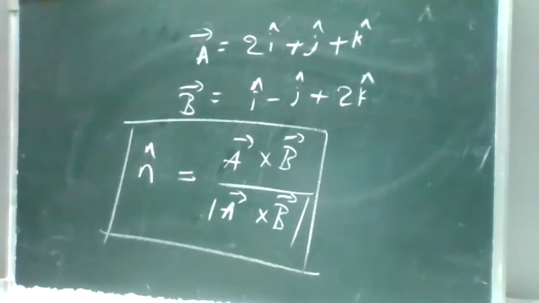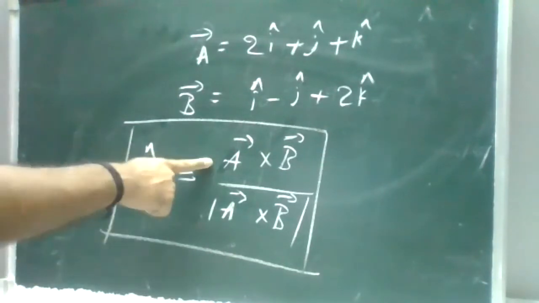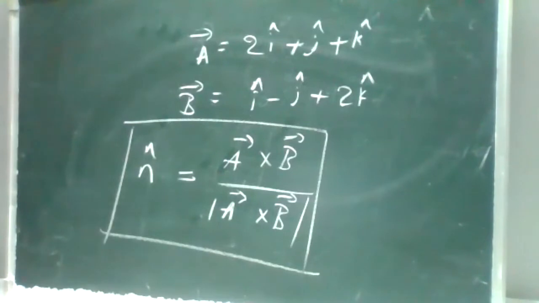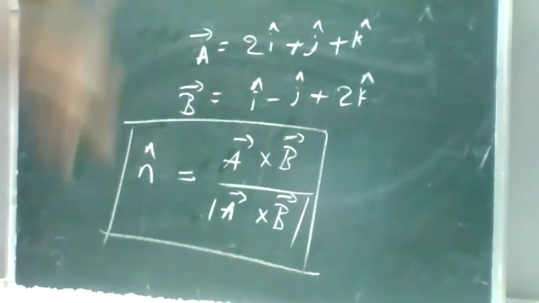So find n cap for this. Find A cross B first, then find its magnitude, and just divide it, you'll get the answer.